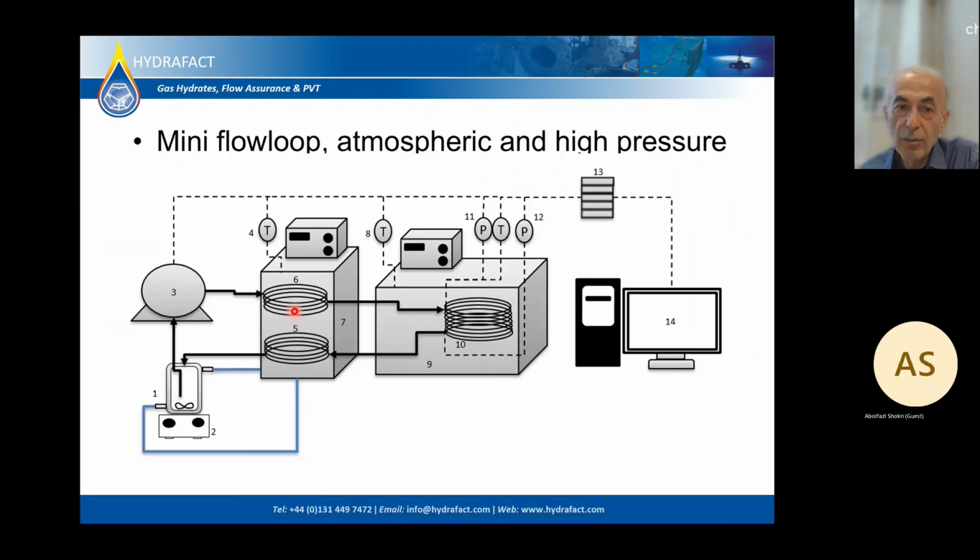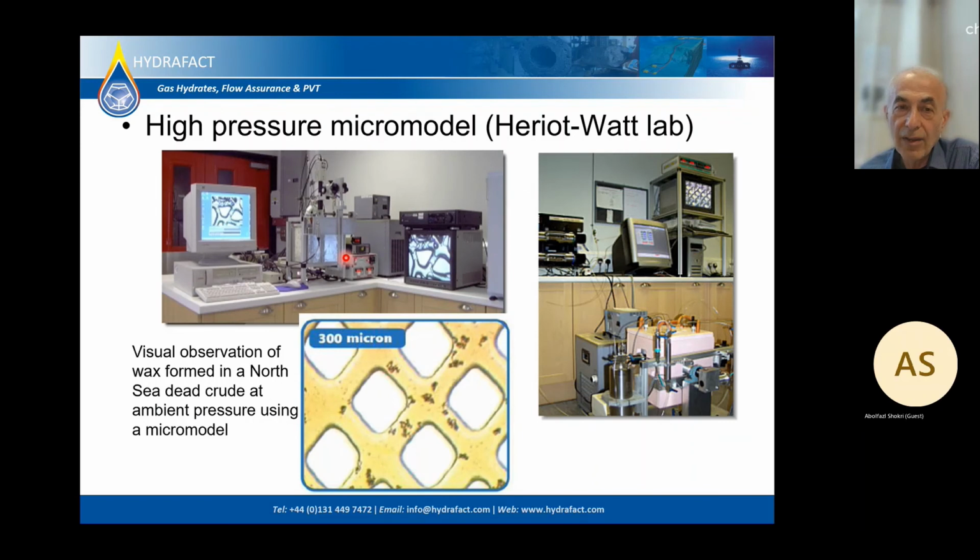We also have a mini fluid loop, mainly for wax studies. We look at how much wax we deposit in a fluid loop. We also have access to a micromodel. It's a high pressure micromodel up to 6,000 psi. We can see wax formation, hydrate formation, asphaltene formation. Here you can see hydrate formation. And here as well, hydrate formation.